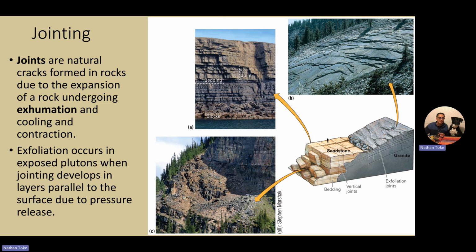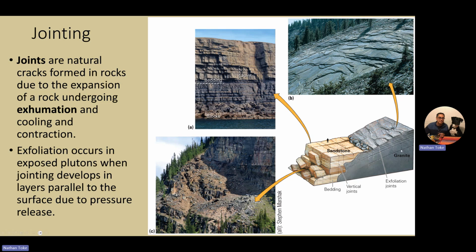You get different types of joints. So some joints are formed perpendicular to the Earth's surface, kind of like cracks going vertically oriented, and others are cracks that are kind of parallel to the Earth's surface. And some famous examples of this kind of parallel to the Earth's surface cracking are called exfoliation joints. This is commonly seen along granite plutons.